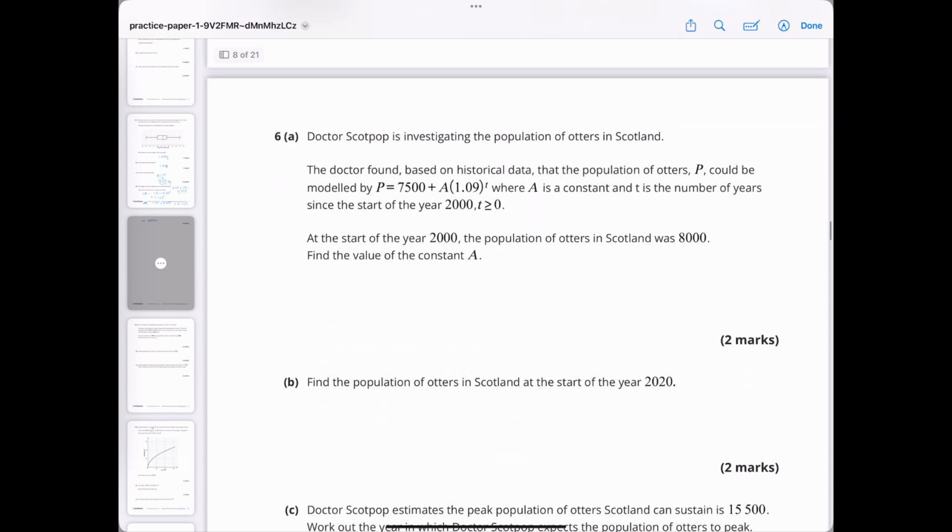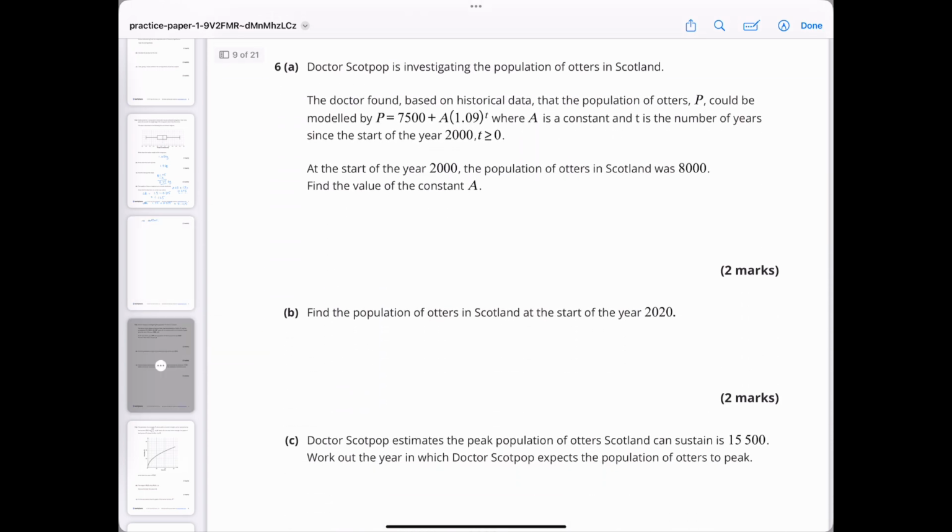Okay, next. Dr. Scott Popp is investigating the population of otters in Scotland, and he found, based on historical data, that the population of otters could be modelled as P equals 7,500 plus A times 1.09 to the power T, where A is a constant and T is the number of years since the start of 2000. So T is always going to be greater than 0, because time is never negative.